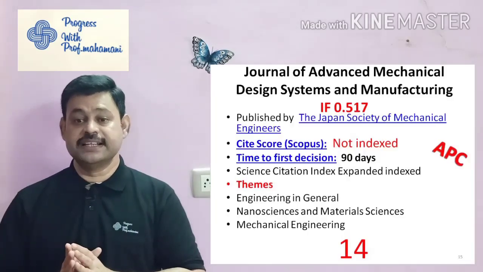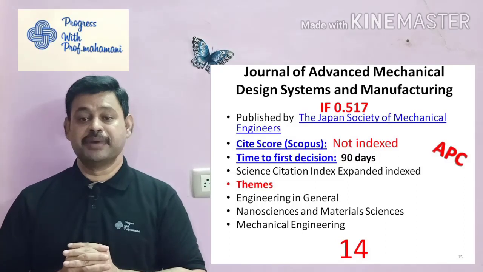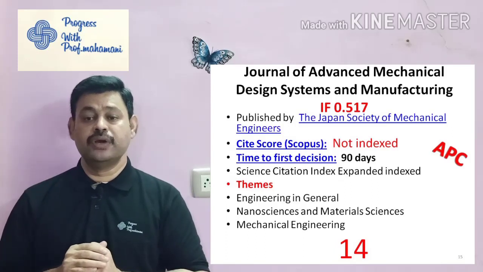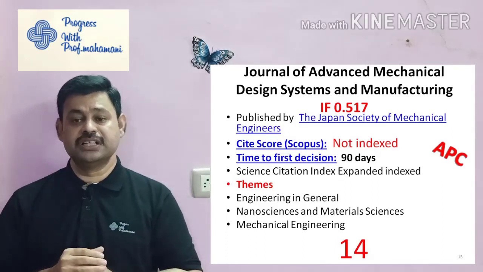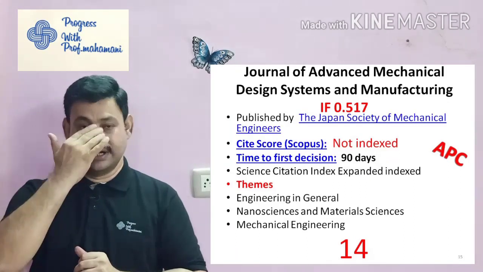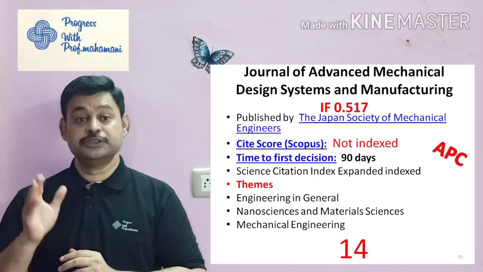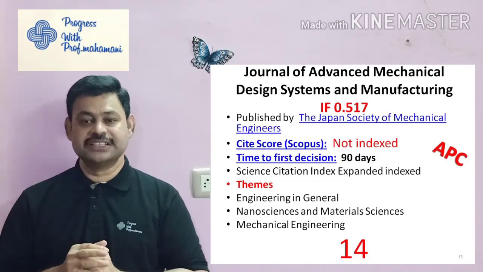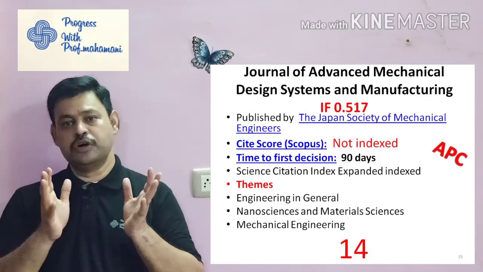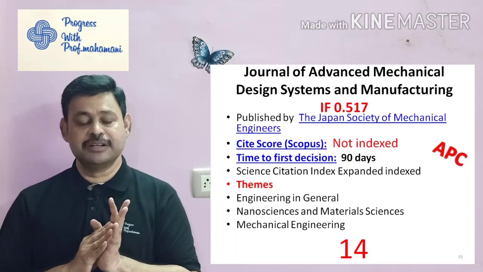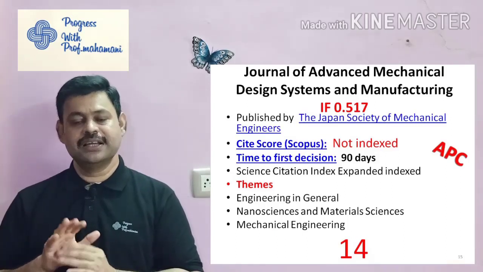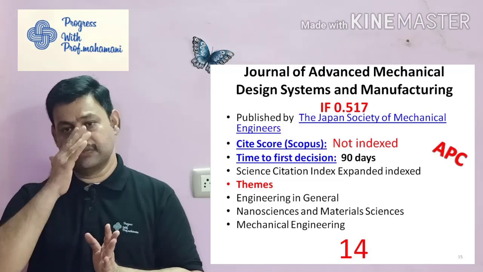So if you go to the 14th journal, Journal of Advanced Mechanical Design, Systems, and Manufacturing, the impact factor for this journal is 0.517. This comes under the Japan Society of Mechanical Engineers. Kindly note down one interesting thing about this particular journal: it is not in the Scopus indexing list, so we are unable to find out the CiteScore for this. In both the Scopus database and the Excel sheet, this journal name is not available, but still it is a Web of Science indexed journal. You have SCIE indexing, everything is there, but Scopus indexing is not there for this journal.